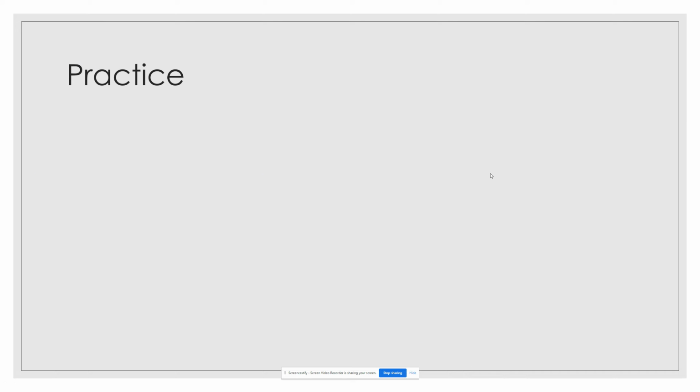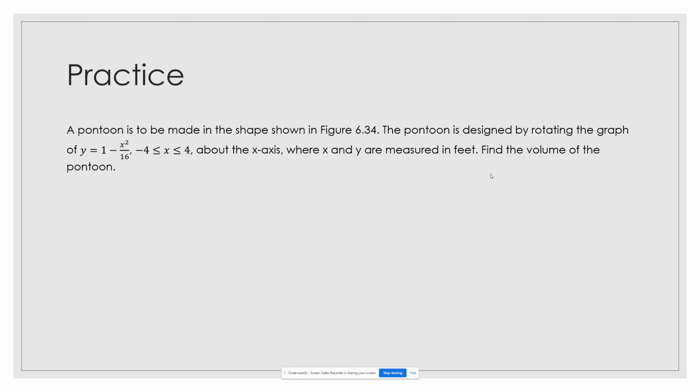Okay, so in this practice, we're going to talk about a pontoon. A pontoon is to be made in the shape shown in figure 6.34. That figure's coming up shortly, don't worry. The pontoon is designed by rotating the graph of y equals 1 minus x squared over 16, using this domain, -4 to 4, about the x-axis, where x and y are measured in feet. Find the volume of the pontoon.